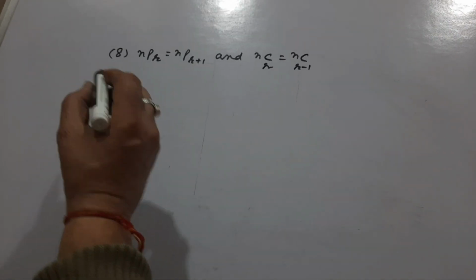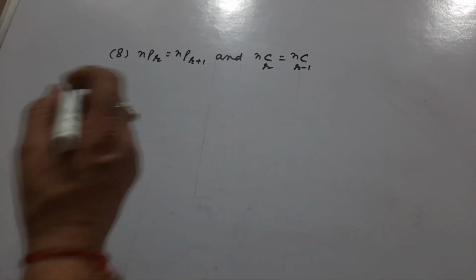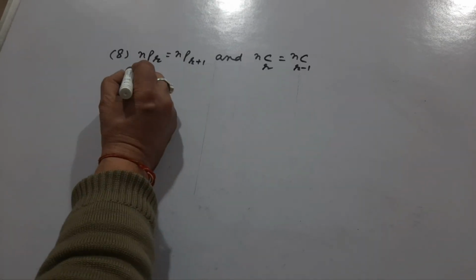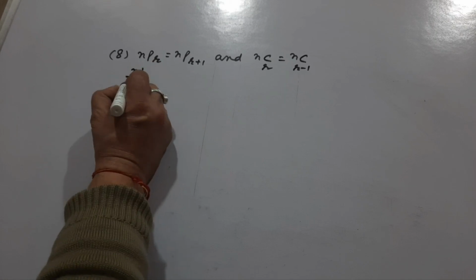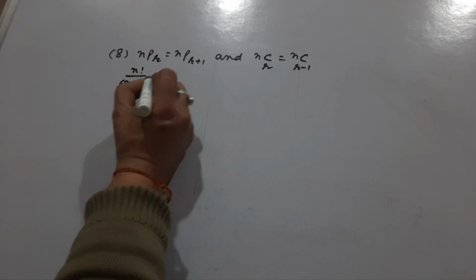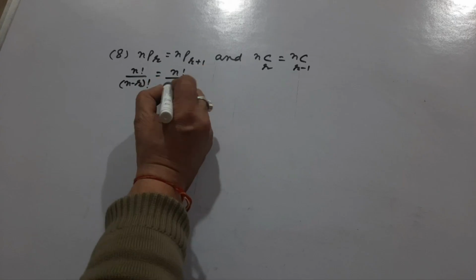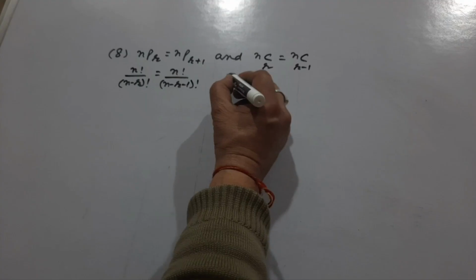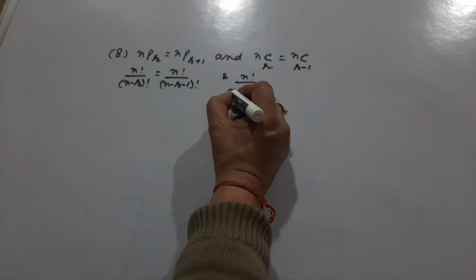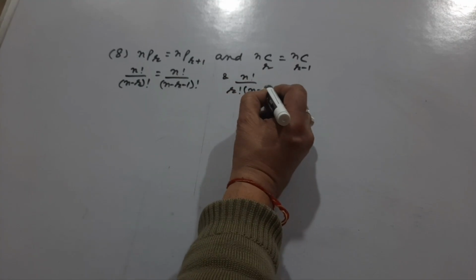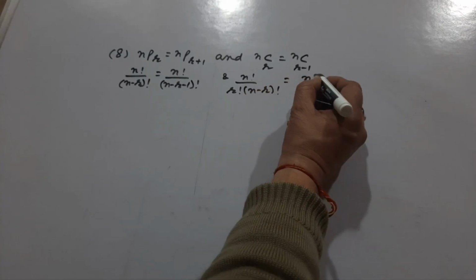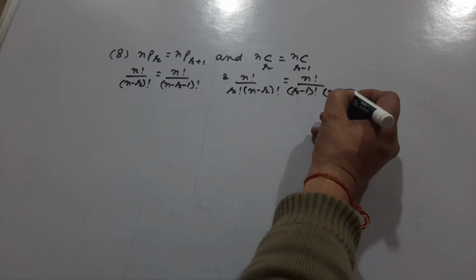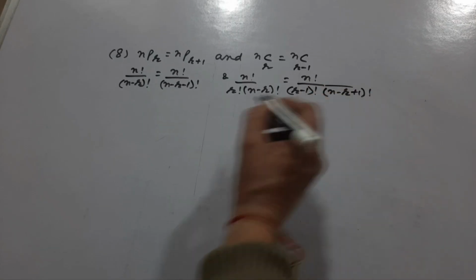Now sum number 8: nPr equals nPr plus 1 and nCr equal to nCr minus 1. Find the value of n and r. Now nPr is equal to n factorial upon (n minus r) factorial, n factorial upon (n minus r minus 1) factorial, and here n factorial upon r factorial, (n minus r) factorial, n factorial upon (r minus 1) factorial, (n minus r plus 1) factorial.